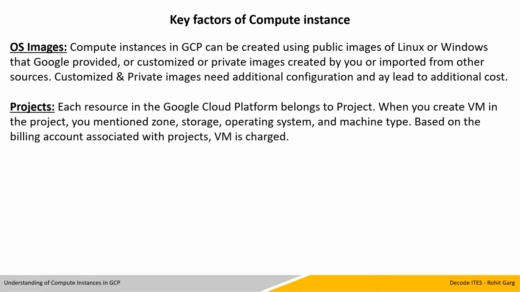Next is project. Each resource in Google Cloud Platform belongs to a project. When you create a VM in a project, you mention zone, storage, operating system and machine type. Based on the billing account associated with the project, the VM is charged. That means selecting a project is very crucial. In case you are managing multiple projects and billing is coming from different departments of your company or different projects, then at the time of creating the VM, you need to be very specific to select the project so that the required VM will get charged from the required project only.